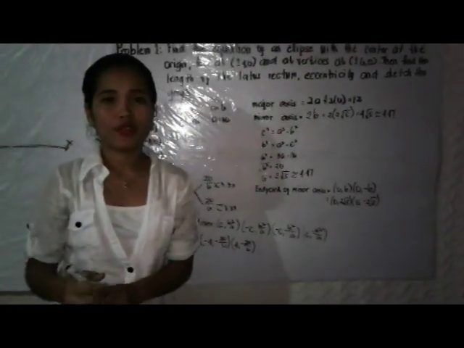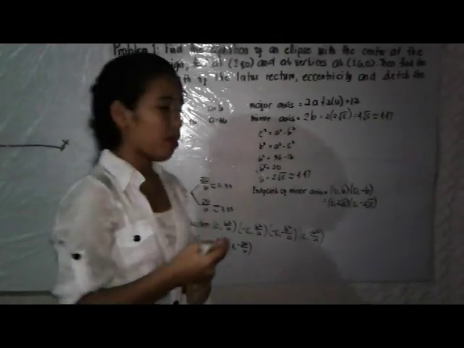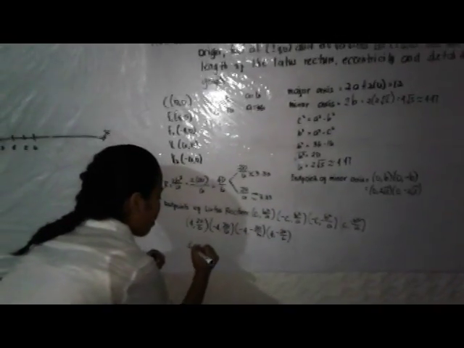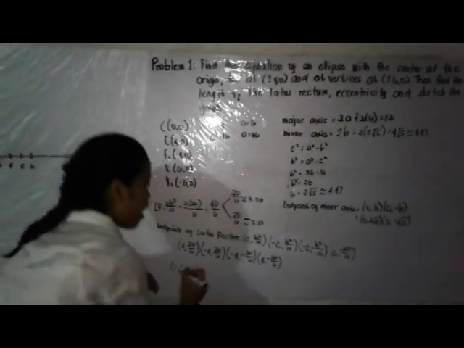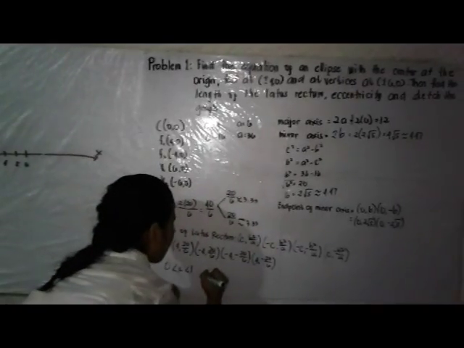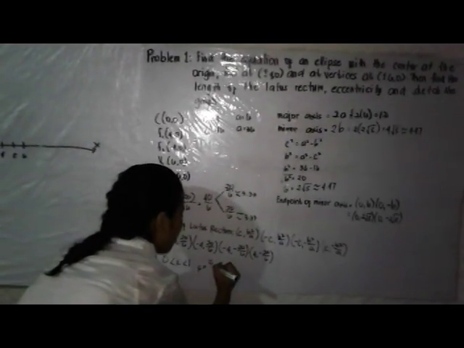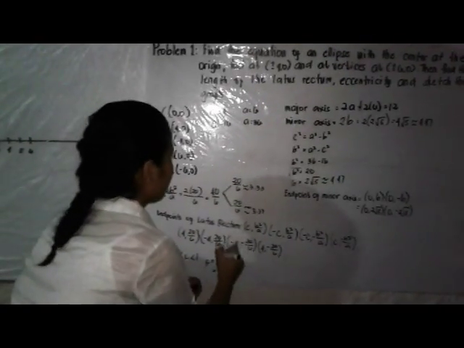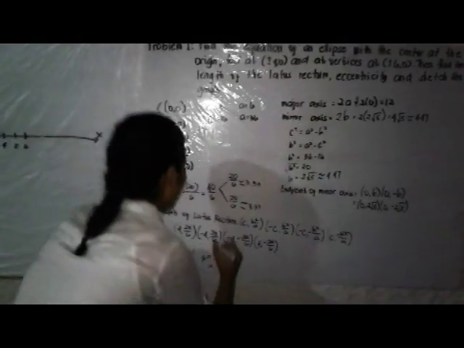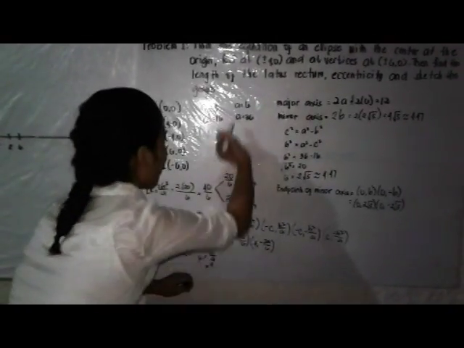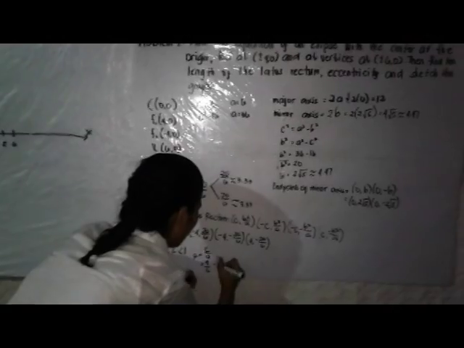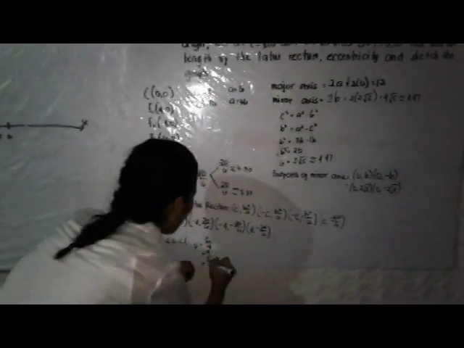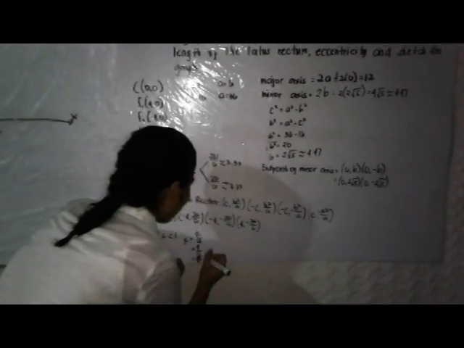And now let us find the value of our eccentricity. Always remember that e is always greater than 0 but less than 1. Our eccentricity is c over a, and our c is 4 and our a is 6, so we have 4 over 6, and dividing, it is 2 over 3.